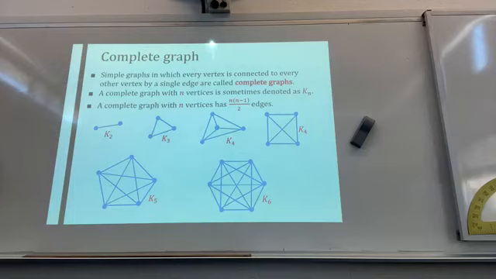So for example, I've got K2 there because that's 2 vertices and 1 single edge. K3, 3 vertices. K4, you've got 4 vertices. All right. Now the next one is not in your formula sheet and it's worthwhile knowing. A complete graph with n vertices has n times n minus 1 divided by 2 edges. That is worthwhile knowing. Again, it has come out in the exam before. And I've drawn the various graphs up to K6.